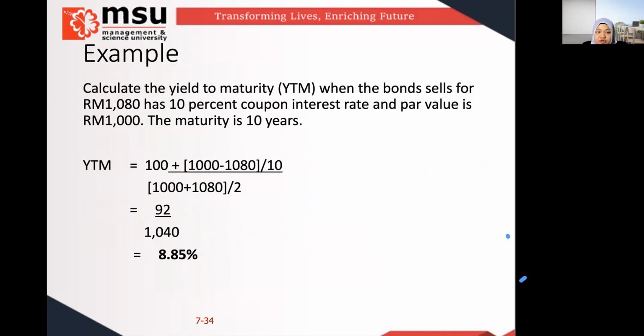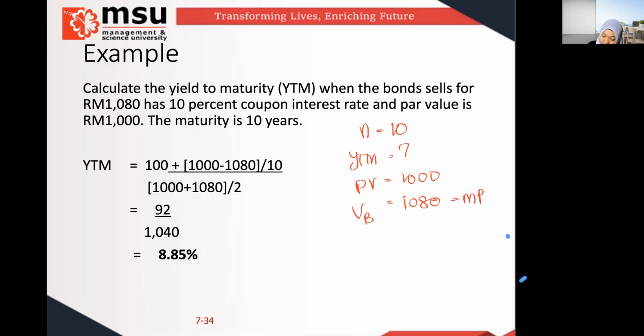All right, so let us try this example. Calculate the yield to maturity when the bond sells for 1,080, has 10% coupon interest rate, and the par value is 1,000 and the maturity is 10 years. So N is 10 years. YTM we don't know, we have to find the YTM. The par value given is 1,000. And we know the valuation of the bond is 1,080, so this is considered as a market price. Okay, what else?